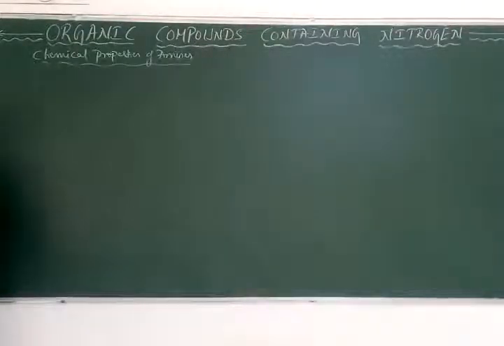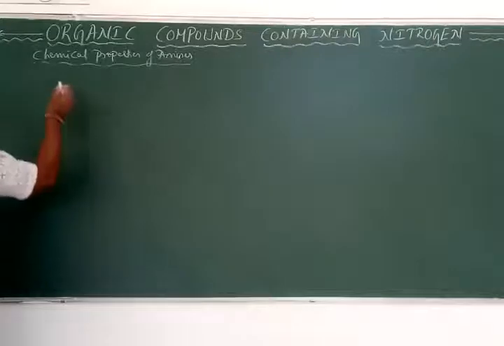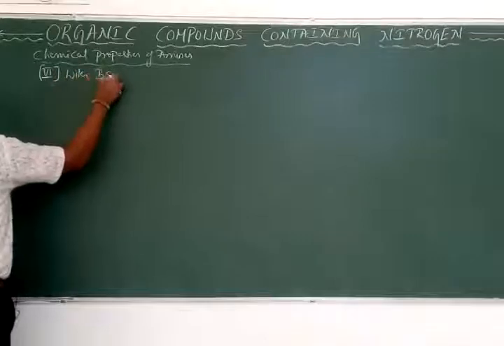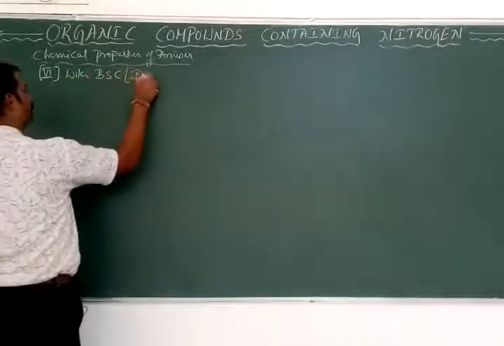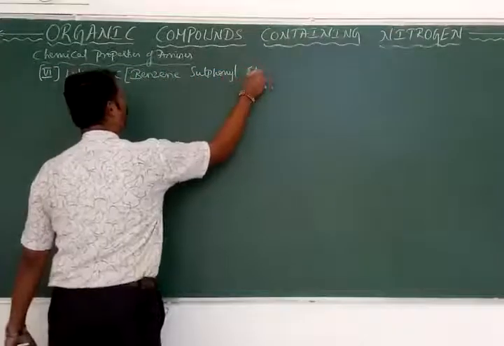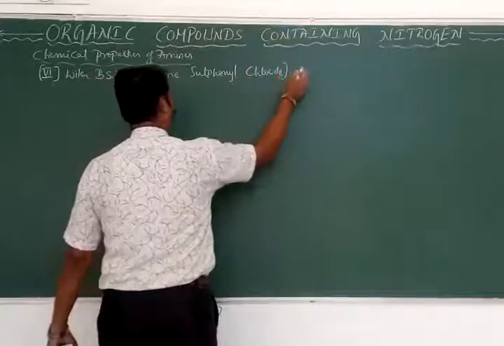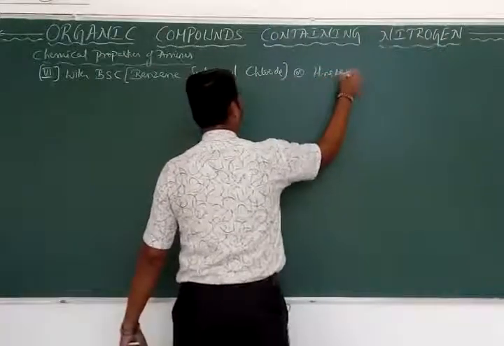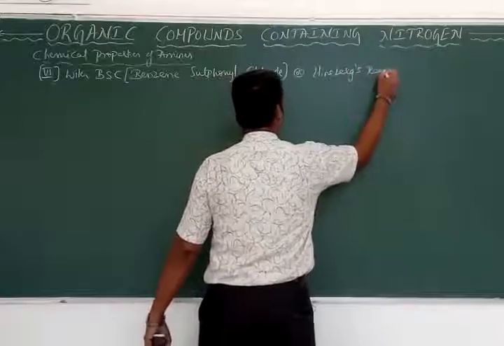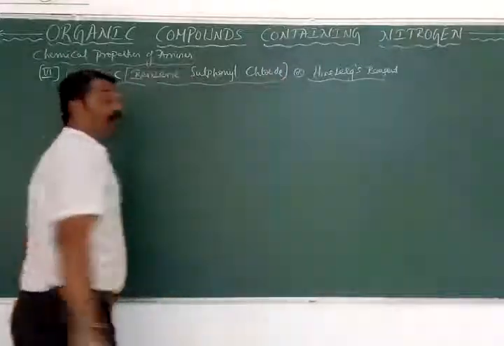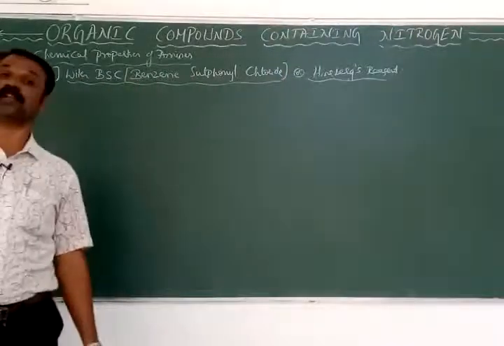After the carbylamine reaction, now we will move on to which one? Sixth is with BSC, called benzene sulfonyl chloride, which is also called by another name. It is called Hinsberg reagent. Hinsberg's reagent. BSC is called benzene sulfonyl chloride. Benzene sulfonyl chloride. Okay.